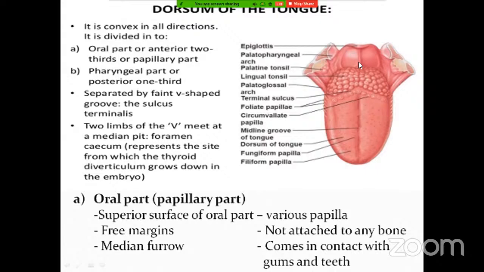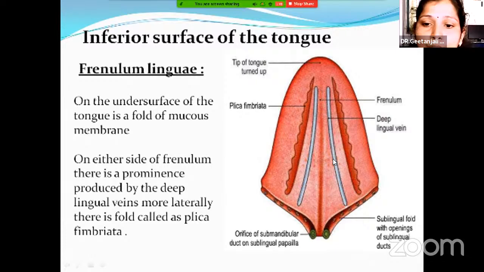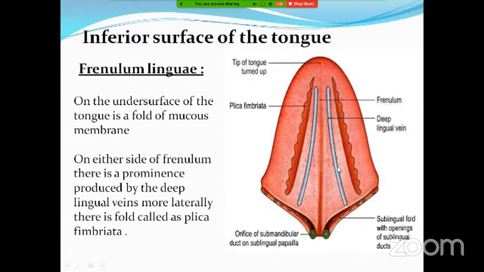Now we will see the inferior surface of the tongue. See here, this is the frenulum linguae. From medial to lateral, there is the frenulum, the deep lingual vein, and more laterally the plica fimbriata.